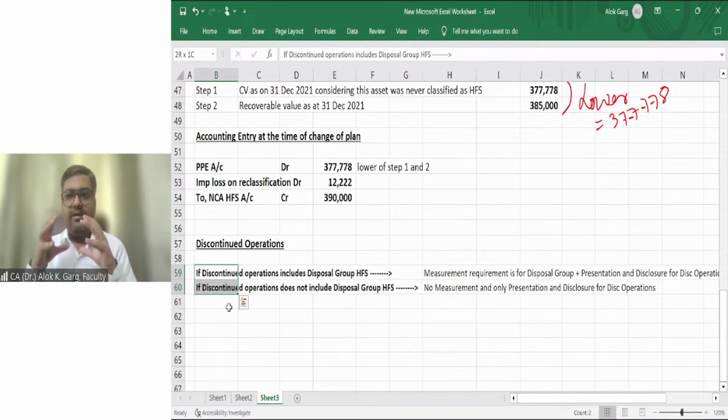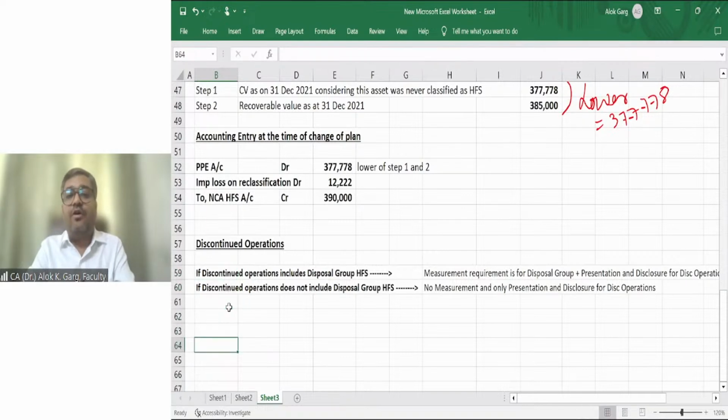Now you have understood that a discontinued operation may include a disposal group held for sale and it may not include a disposal group held for sale. If Tata Motors decided to discontinue one of its important verticals like commercial vehicle operations, one of the important segments, it may include whatever machineries and infrastructure are there. It may use that infra for expanding its private vehicle business, or it may sell this infra to some other automobile companies. If it decided to sell, it includes a disposal group held for sale. If it decided to use it, it will not include a disposal group held for sale.